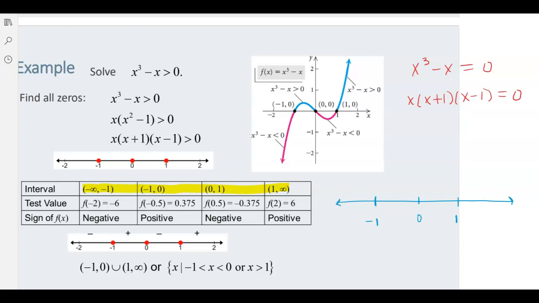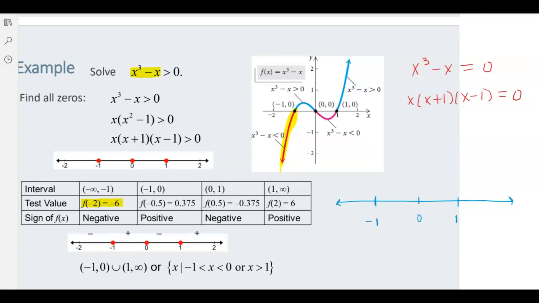And then I pick a point, any x value that's somewhere in that particular interval. For this first example, I chose negative 2. I plug negative 2 into the original equation, and I end up getting a negative number. That corresponds to the fact that in this region, the graph is below the x-axis.